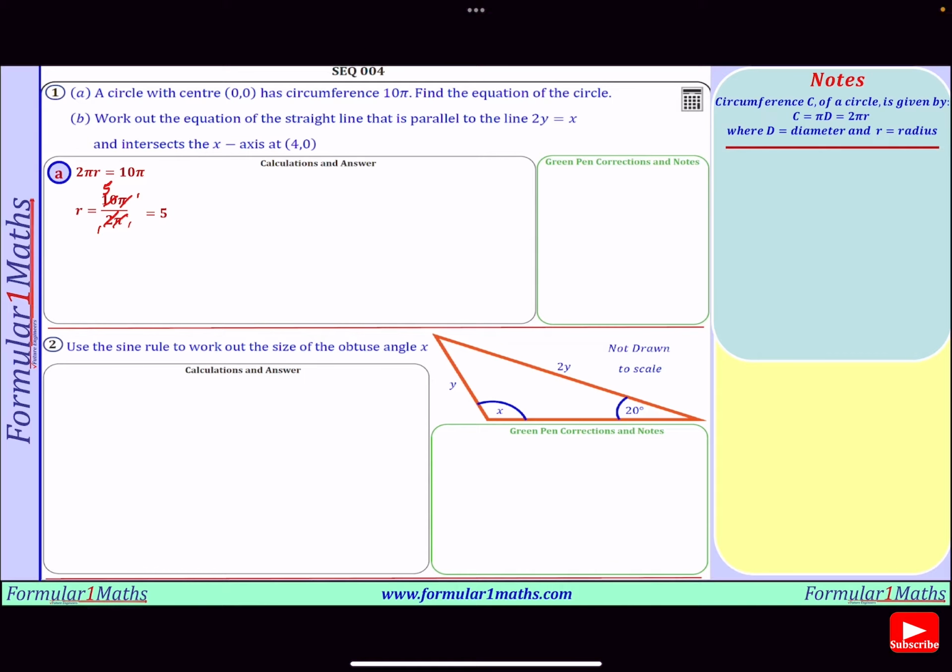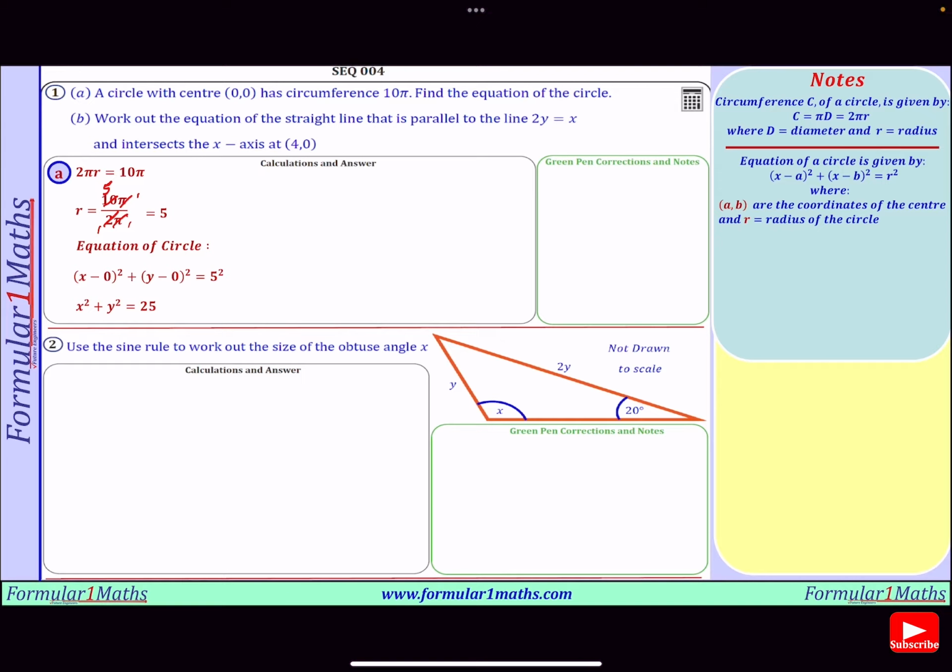We also know that the equation of a circle is given by this formula, where a, b are the x and y coordinates respectively of the center, and r is the radius of the circle. For this particular circle, the center is (0, 0). Now that we know the radius, we can substitute into this equation to obtain the following. If we simplify this, we get x² + y² = 25. And that is the equation of the circle.